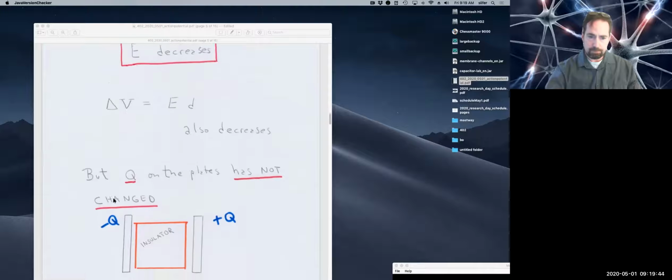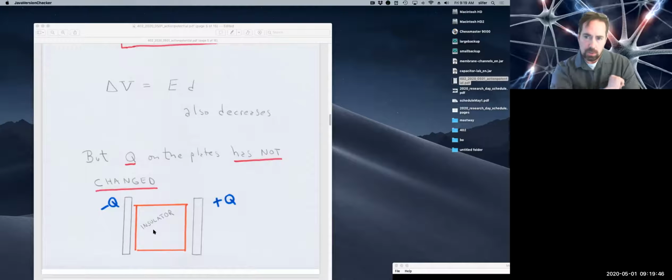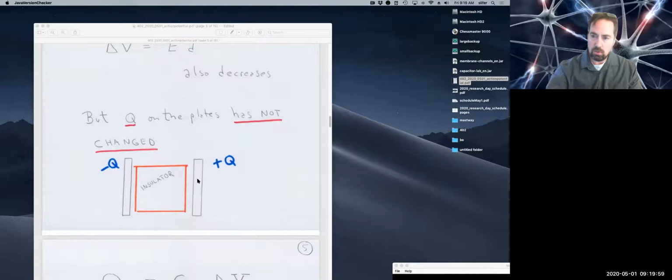But putting an insulator in between these two parallel plates does nothing to the charge on the plates. The charge is still the same. There's no conduction of charge from positive to negative. There's no path for it to get through. This is an insulator. There's no conduction there. So the Q stays the same.